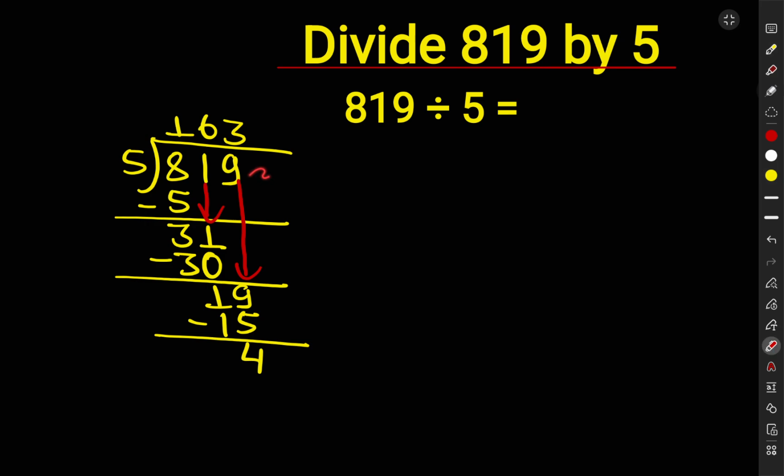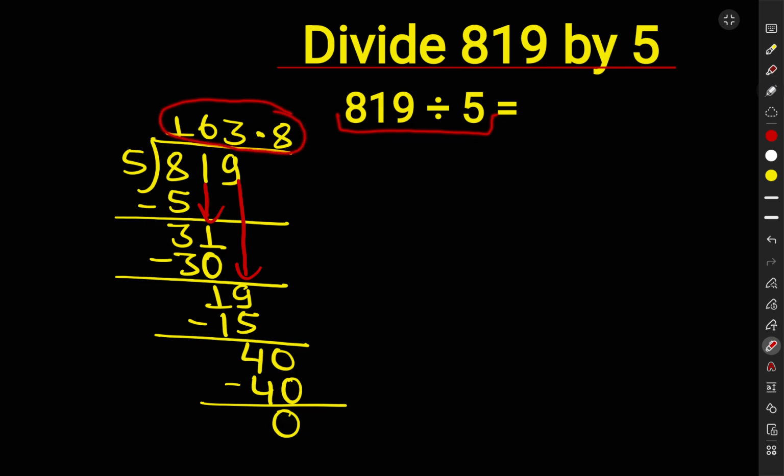So now we have no other number to put down. So we put a decimal here, so that we can put 0. So it is 40 and 5 times 8 is 40. On subtracting, we get 0. So 819 divided by 5 is 163.8.